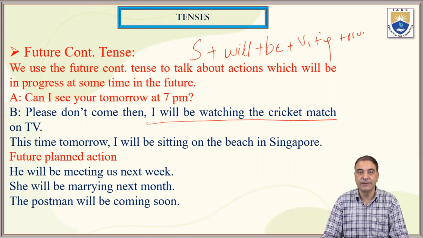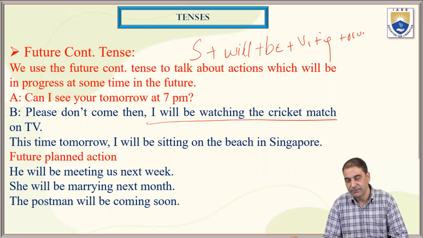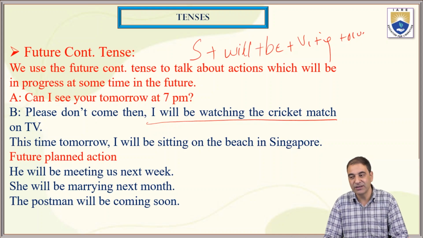For example, this time tomorrow, I will be sitting on the beach in Singapore. I'm talking about the future, but that future action is continuous, which will be in progress or which will be incomplete in future.